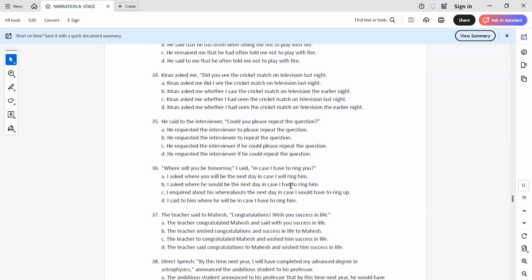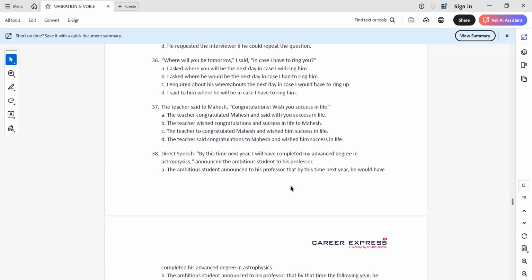No, because you need to add "if" when you are already using the reporting verb "requested." So it would be: He requested the interviewer to repeat the question. Yes, not "please." Option B, B for Bombay. Yes. "Where will you be tomorrow in case I have to ring you?" I asked where he would be the next day in case I had to ring him.